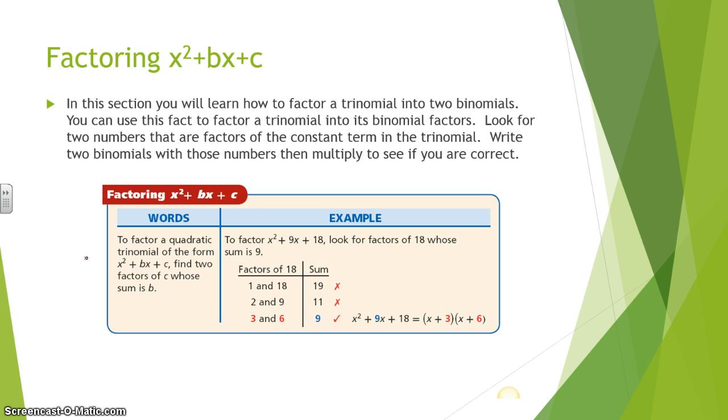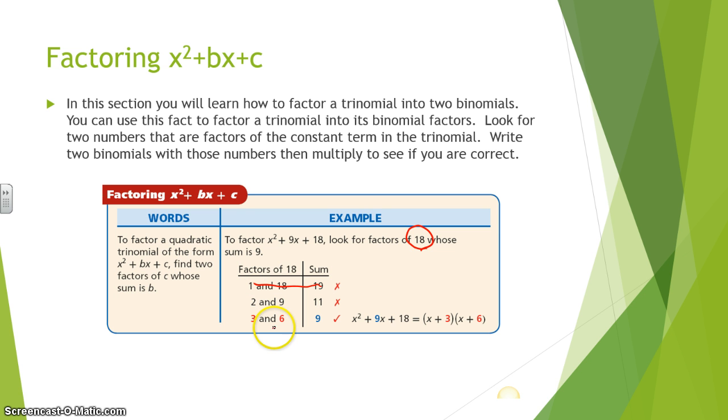So an example of this is if you have x squared plus 9x plus 18, we're going to look for all the factors of 18 whose sum, meaning that add up, is 9. So what are factors of 18? You have 1 and 18. When you add 18 and 1, that gives you 19. So that's an automatic no, you cannot use that.